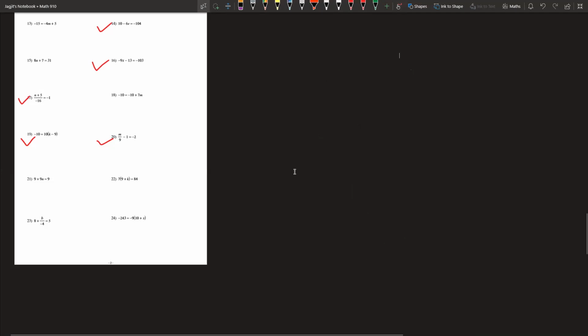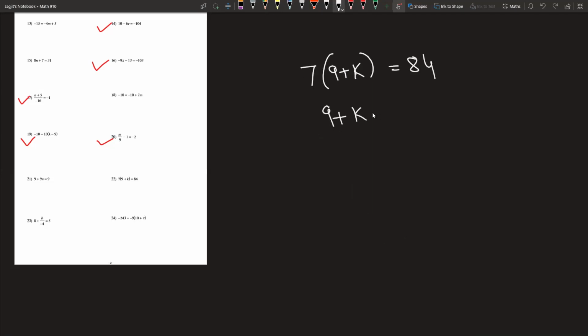Good. Let's do a few more questions. So what if I tell you 7 times 9 plus k is equal to 84? So first thing that I would do is I would get rid of the 7 first, okay? So we're going to get rid of this 7. It's going to cross multiply and land at the bottom. So it becomes 84 over 7. Guys, what's 84 divided by 7? Is it 12?